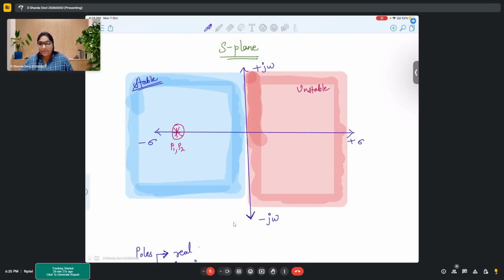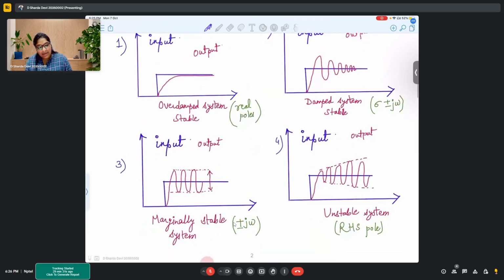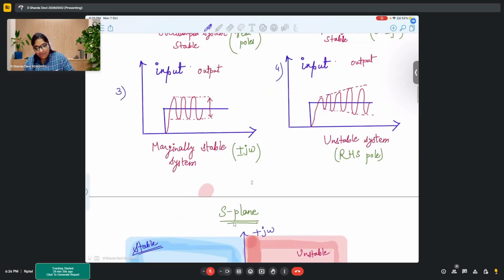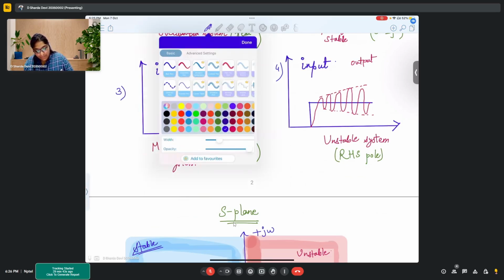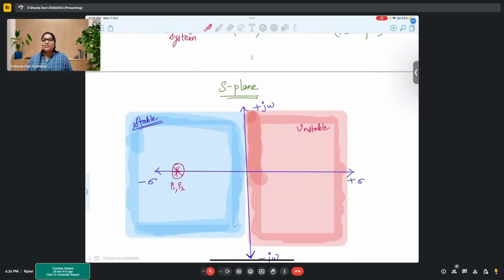Now, instability, as we discussed, we have overdamped system, damped system, and marginally stable system, which is like this. So if you see the pole placement, we find that, okay, this part has only real parts, right?